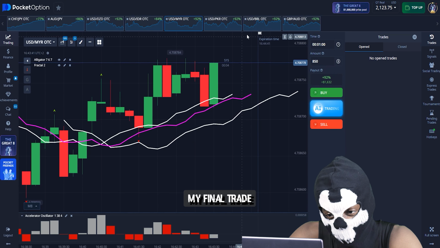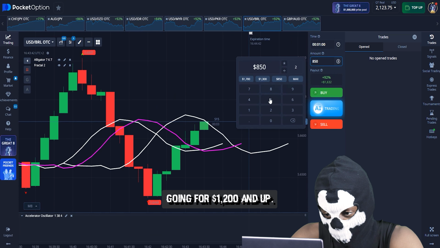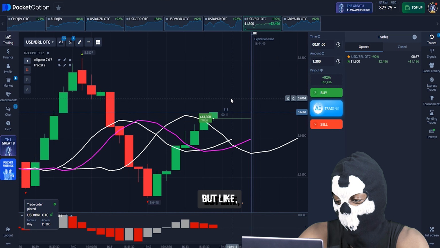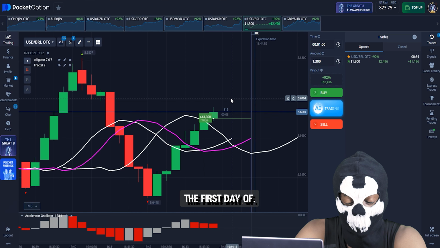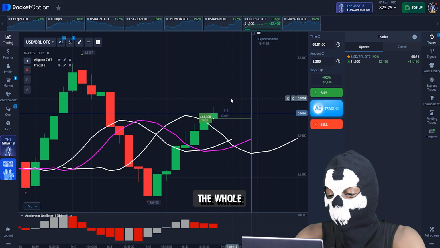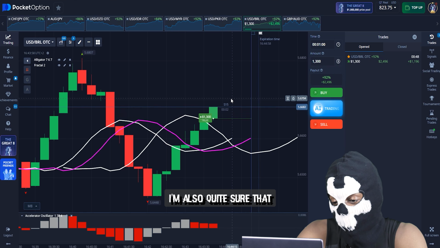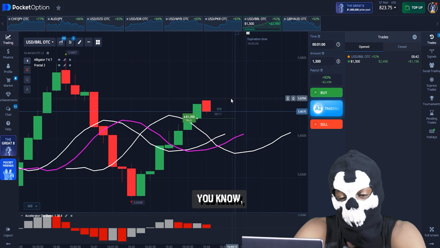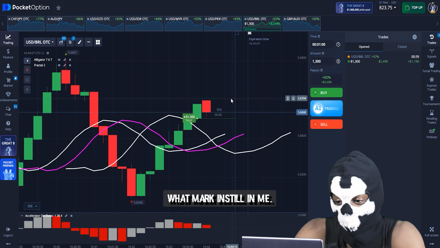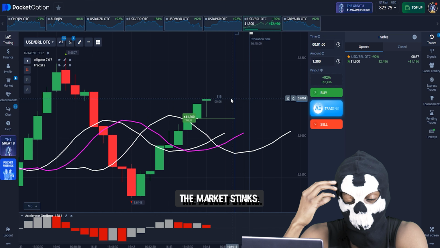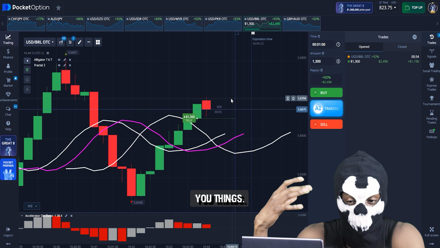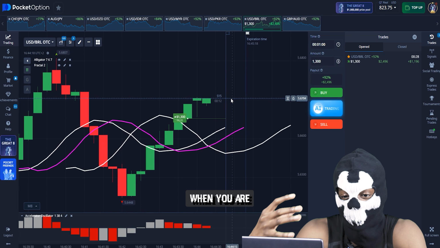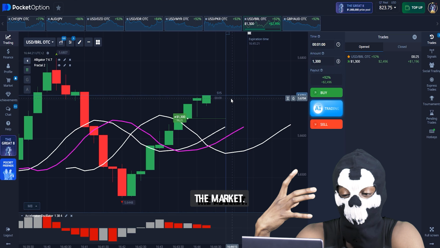Okay, let's move on to the last and final trade for the day. We're going to put $1,300 and up. Yeah, so today has been a really strange day, but I think this is the first day when we've ever gone the whole trading session up. I'm also quite shocked that I've done this, but I'm just following the market, guys. I have to follow what the market's telling me. As a trader with so much experience, the market speaks to you and it tells you things. Okay, I know I'm sounding spiritual and all that, but nah. When you are into trading, you start to feel the market, you know what I'm saying?